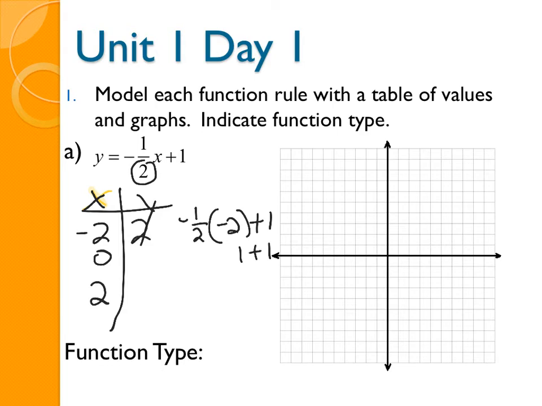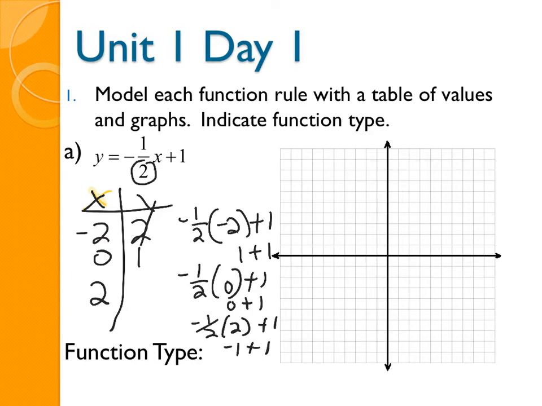I use 0, exact same thing. -1/2 times 0 plus 1 would be 0 plus 1, which is 1. And last, -1/2 times 2 plus 1 will be -1 plus 1, which is 0.